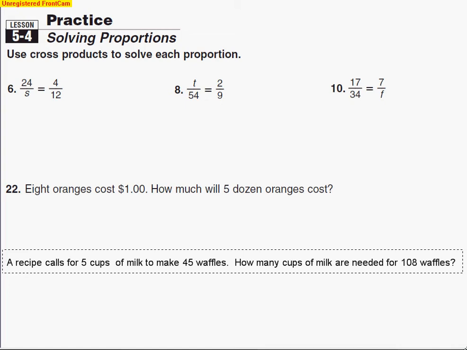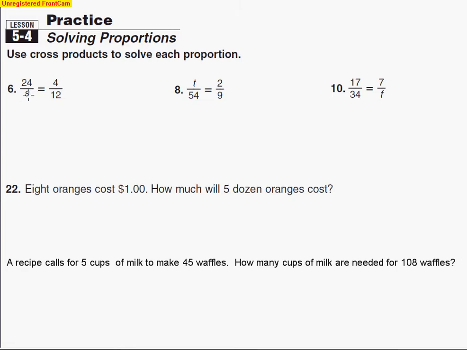These are some example problems from the practice workbook from chapter 5 section 4. So we're going to be using cross products to solve proportions today. So let's take a look at that first problem here. Well, we've got a ratio in which we need to find out what the value of s is in the denominator of that first ratio. So the way we're going to do that is we use these things called cross products.